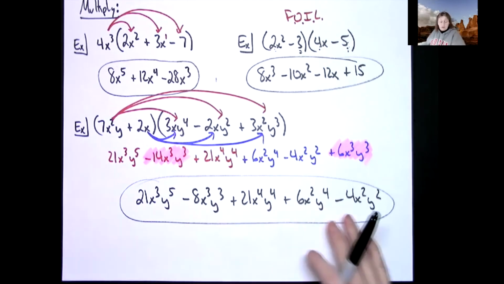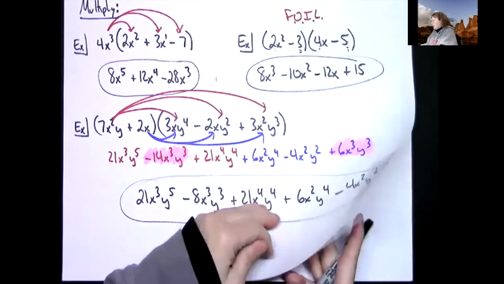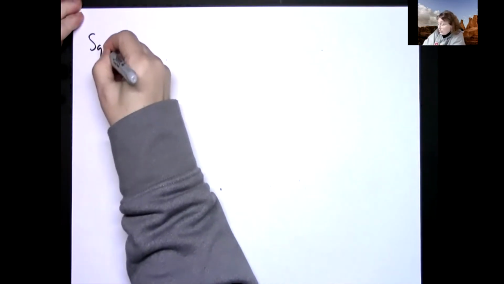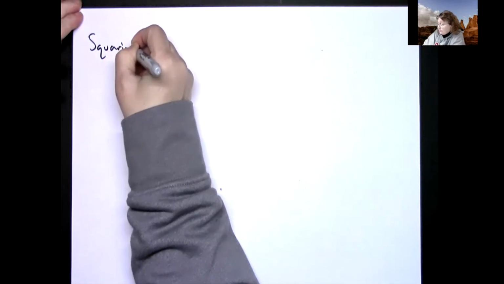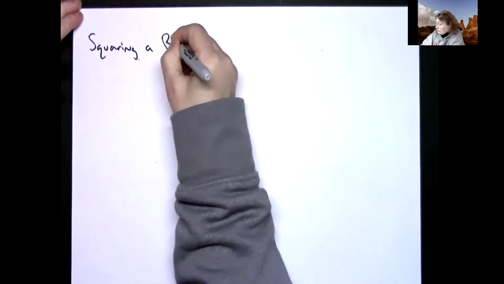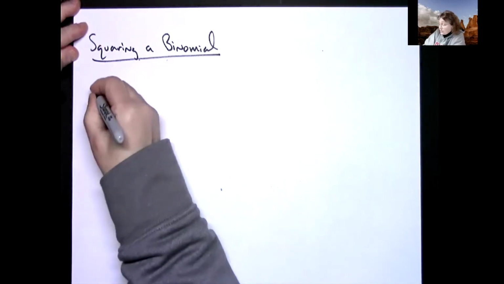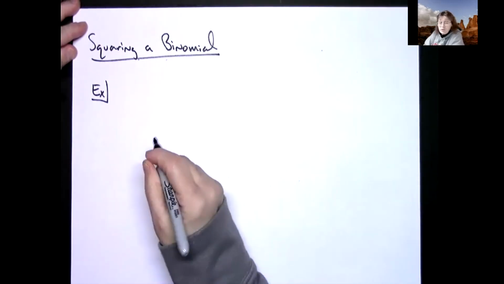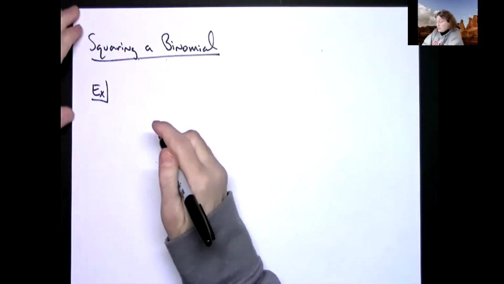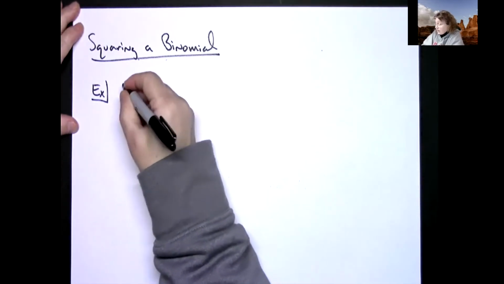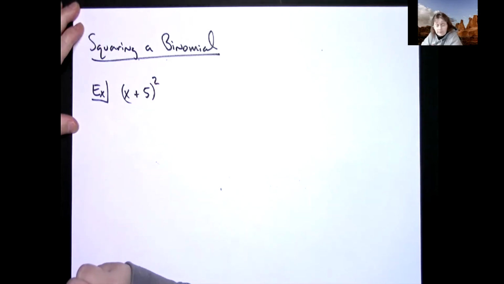All right, so let's do squaring a binomial, because that one people tend to miss more than the others. I'm going to do a real simple one here just so that you can see how people miss this all the time. If I just had x plus 5 to the second power, okay?